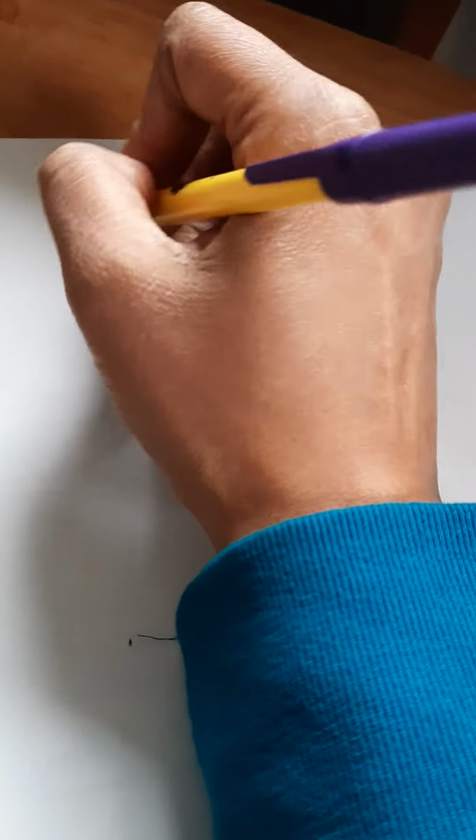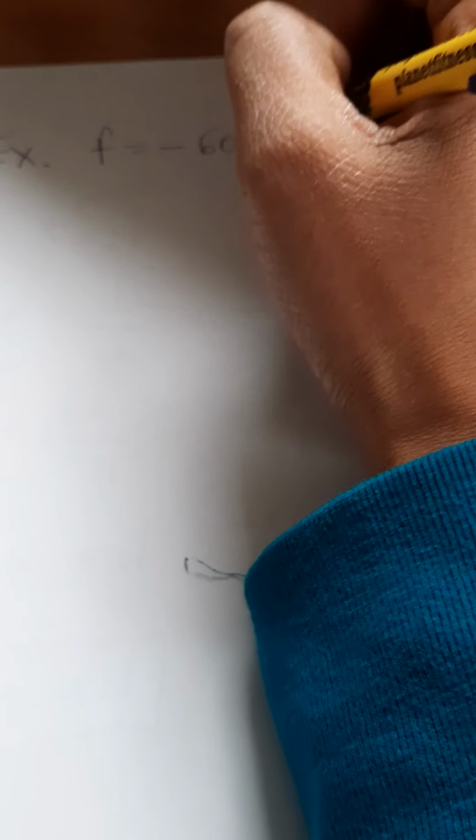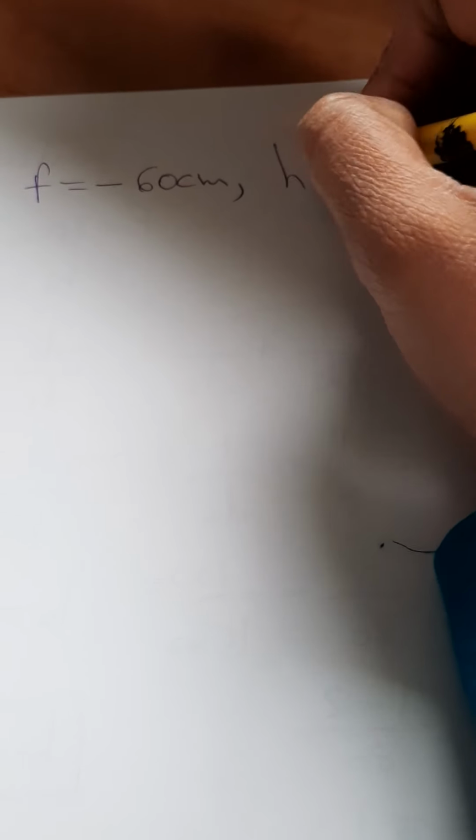Let's write it at the back. So again, I'm going to just read out the question. A trucker sees the image of a car passing her truck in her diverging rearview mirror, and the focal length is given here. The focal length is negative 60 centimeters, okay, like that. And the car is 1.5 meters high. So let's put the height of the car.